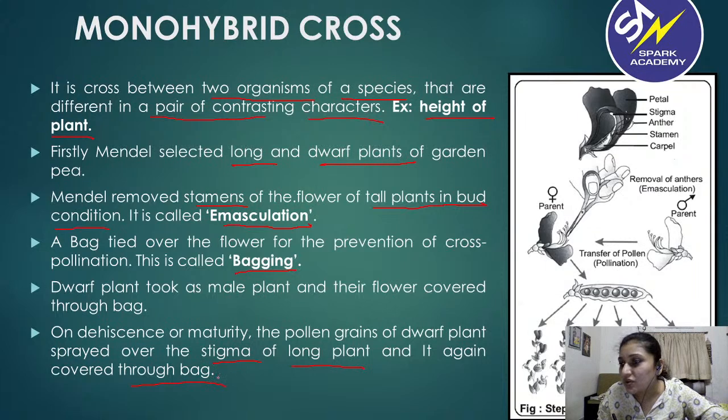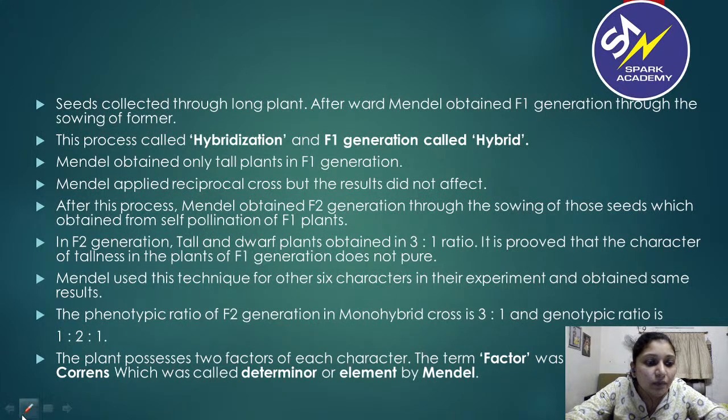Here it is a monohybrid cross. He has taken 2 flowers, one of a dwarf plant and one of a tall plant. The stamens of one plant's flower are removed and then bagging is done. Then pollen grains are sprayed over the stigma and covered with a bag to minimize contamination. Seeds are collected from the tall plants. Afterwards, Mendel obtained the F1 generation by sowing those seeds. This process is called hybridization. The F1 generation is called hybrid.